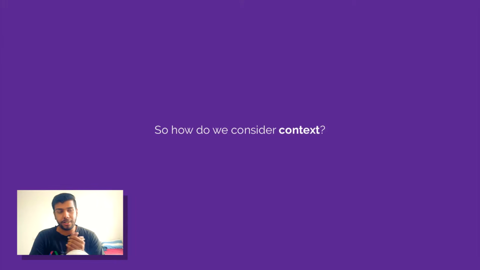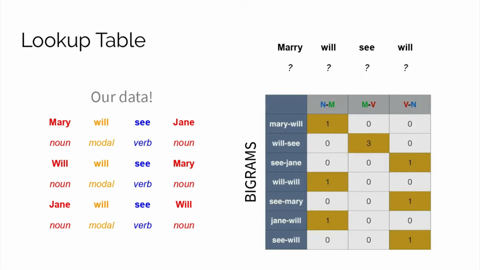So how can we consider the context? One of the ways in which we can consider the context is using bigrams, in which we take into consideration how the word was used, basically looking at each and every word's neighbor. So looking for the neighbor each time, we'll be creating a lookup table again, and we can see Mary will occurred once, and at that time it was a noun followed by a modal verb. In the same way, will see occurred thrice, and each and every time it was a modal verb followed by a verb. So on and so forth, we can create a lookup table.